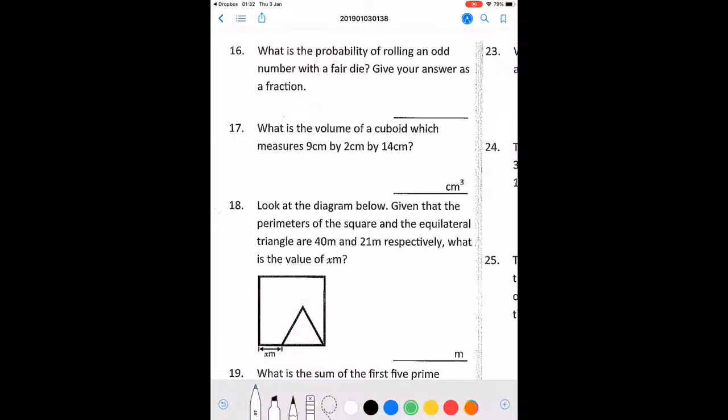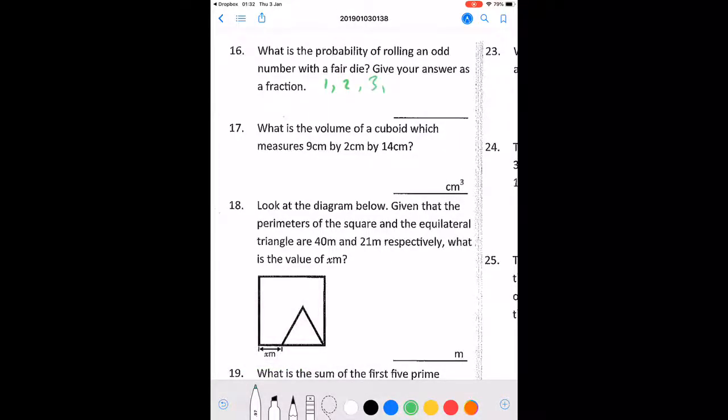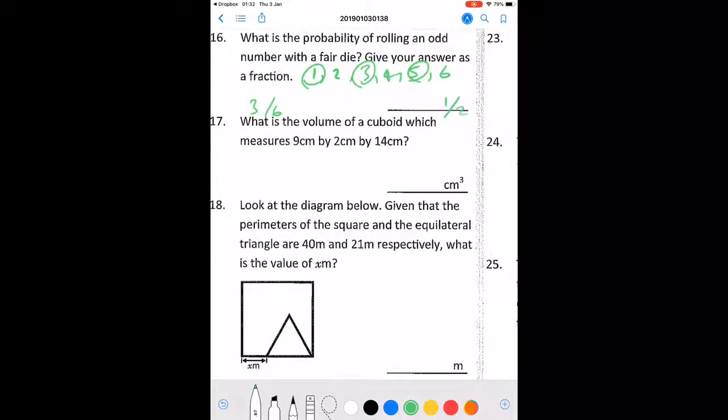Right, what is the probability of rolling an odd number with a fair die? Well, a fair die has the following numbers, and the odd numbers are here. So there's 3 chances out of 6. So this can be cancelled down to a half.